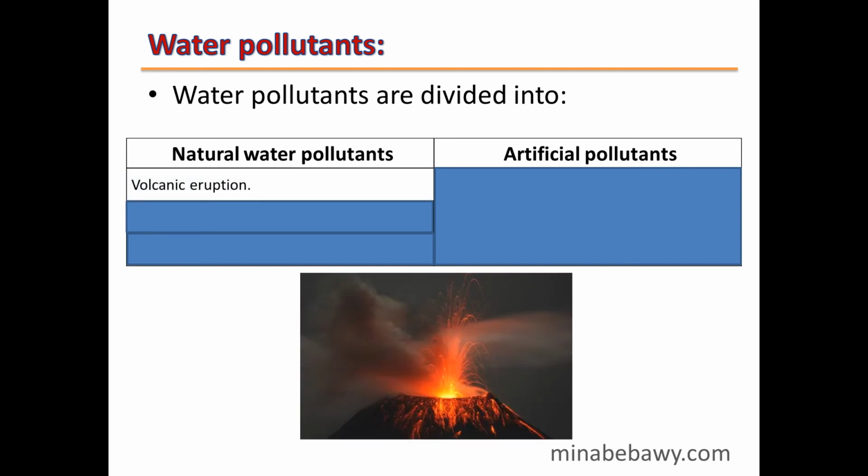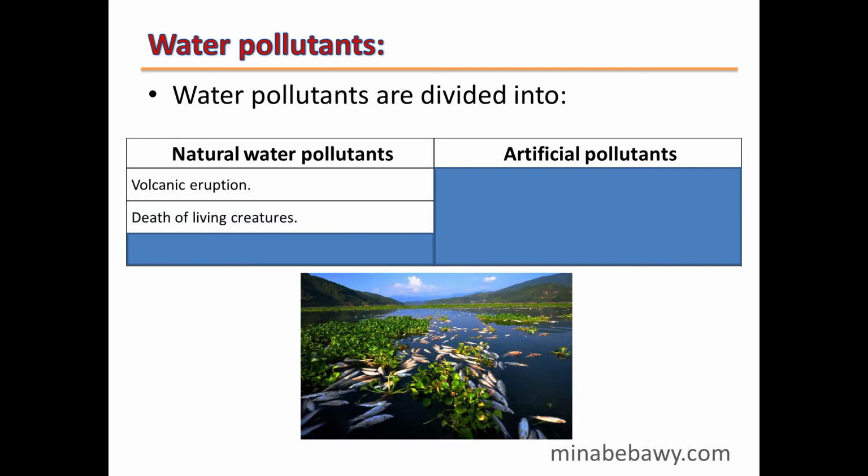Natural water pollutants such as volcanic eruption. This will cause the increase of the temperature of water and hence the death of marine creatures. Death of living creatures. This will change the structure of water.